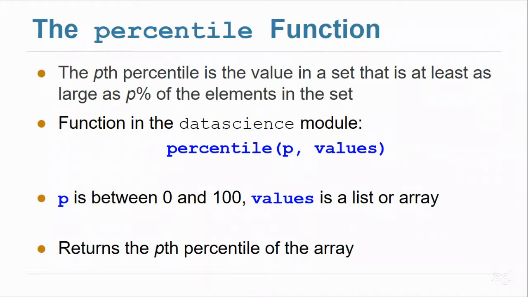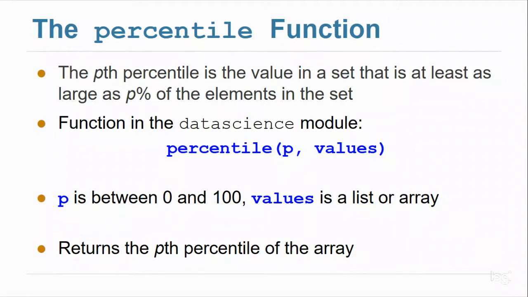Let's talk about how to compute percentiles in Python. The pth percentile is a value in a set that is at least as large as p% of the elements in the set. In order to compute the pth percentile, you can first find the number of elements in the set, then calculate the pth percentile of that number of elements. So for instance, if you wanted to compute the 80th percentile of a 5-element set, 80% of 5 is 4. So you'd look at the 4th largest element in the set.